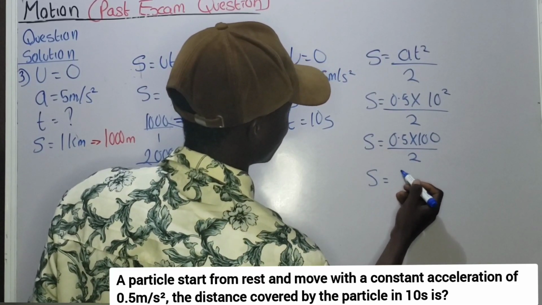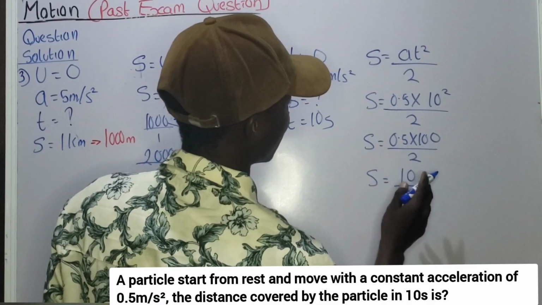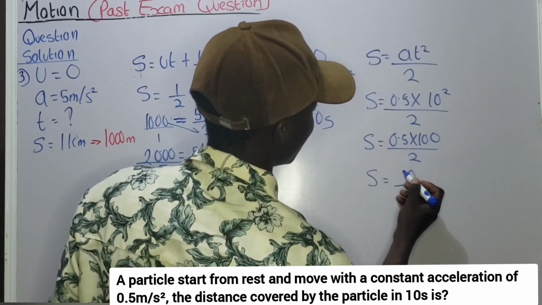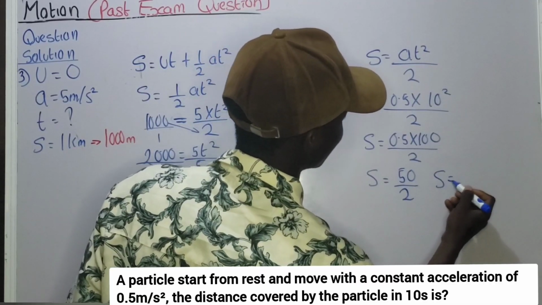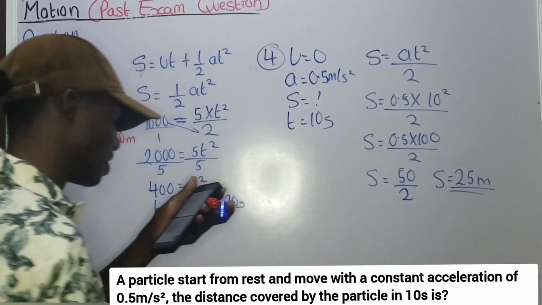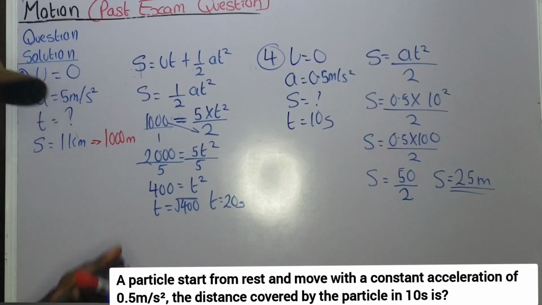S equals 10. Oh, no. That is 50 over 2. Sorry. S equals 50 over 2. So s equals 25 meters. The correct option in that question is option C. That is JAMB 1990. That is the question that we just solved.